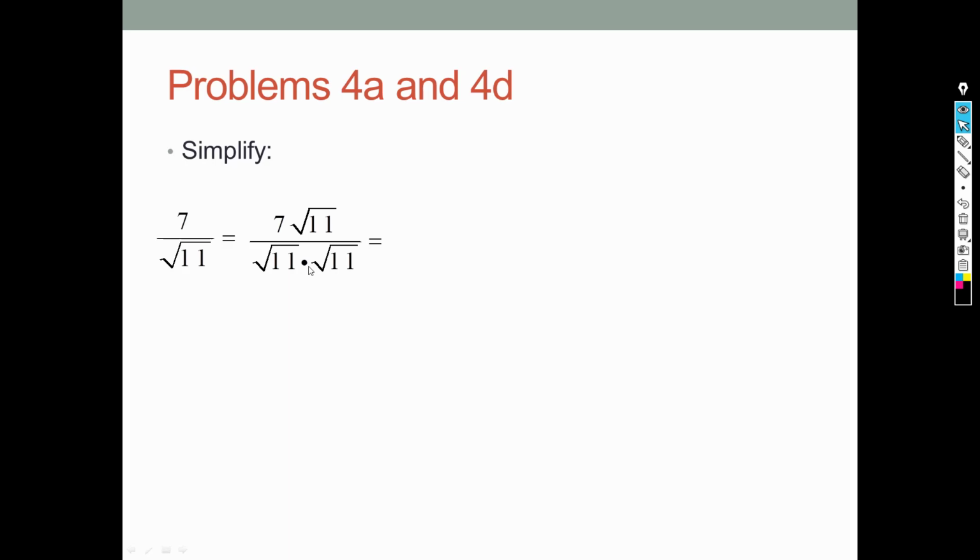That's going to be a perfect square. So it's going to be 121. You can take the square root of that, and you get 11. Square root of 121 is 11. That's your final answer.